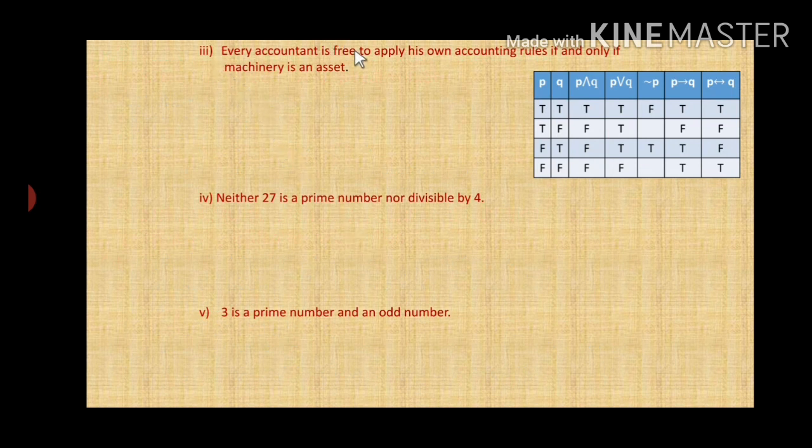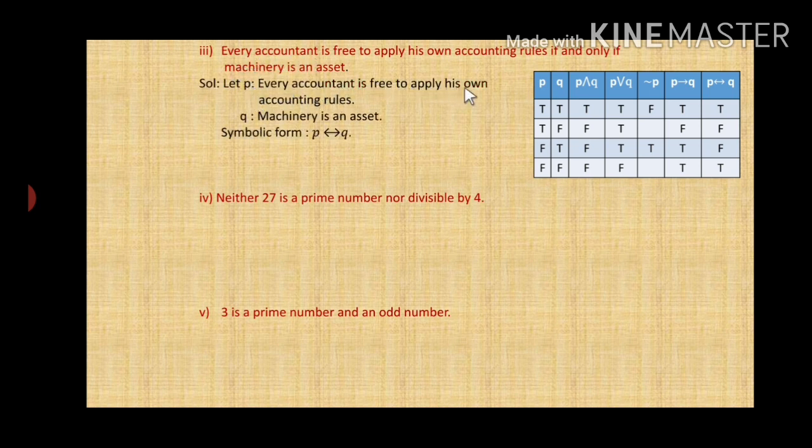Every accountant is free to apply his own accounting rules if and only if machinery is an asset. Now again, first write the symbolic form. So what is P? P will be this first part: every accountant is free to apply his own accounting rules. And Q will be machinery is an asset. So the symbolic form is P double implies Q. Here the connective is if and only if, so we have used the sign for if and only if.